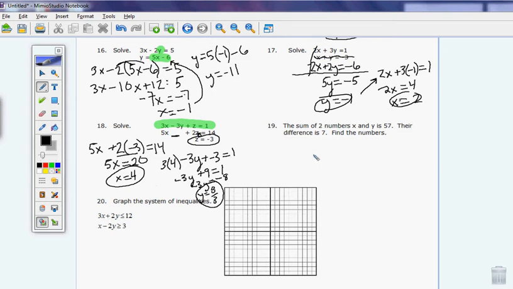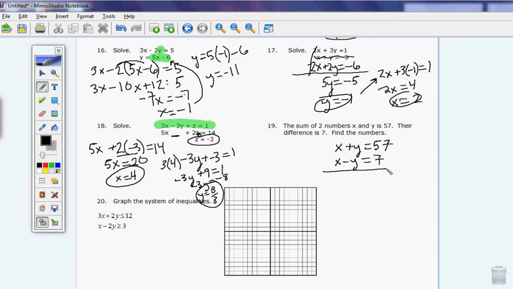All right, moving on to this one. You guys, again, are doing pretty well on these. Add two numbers together. x plus y has to be 57. That's what sum means. And then they're different. Same two numbers, unknown. x minus y is equal to 7.